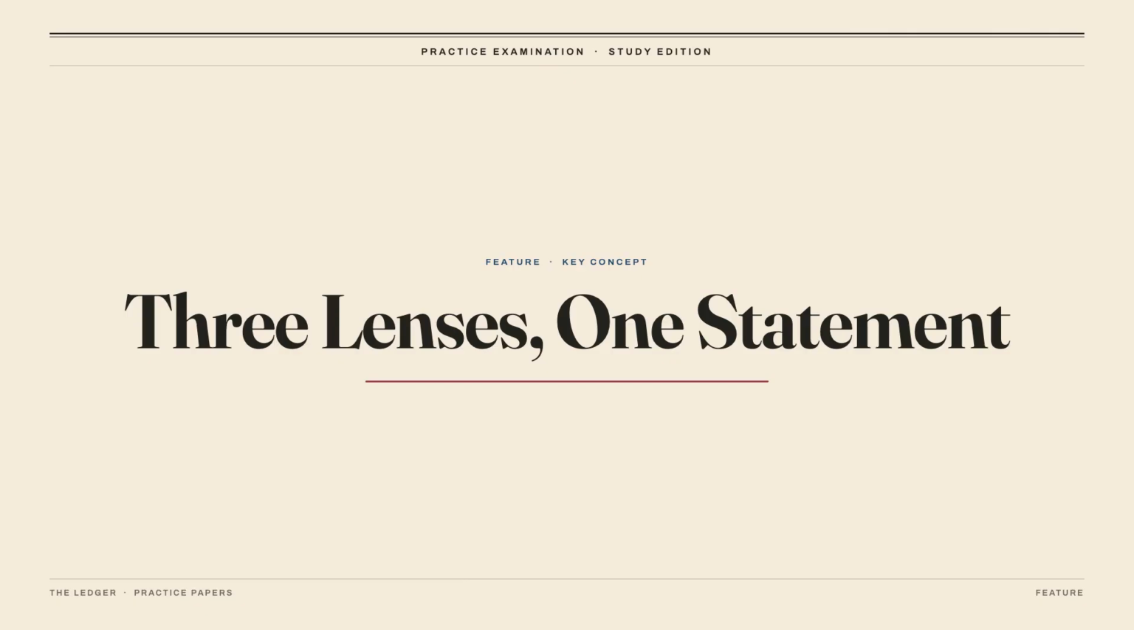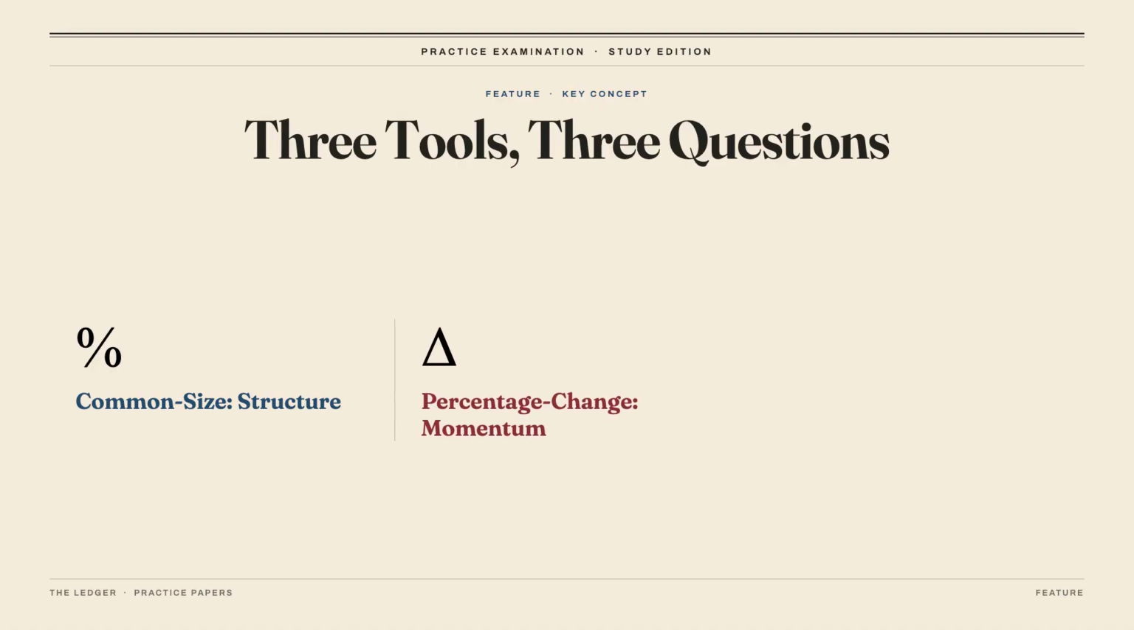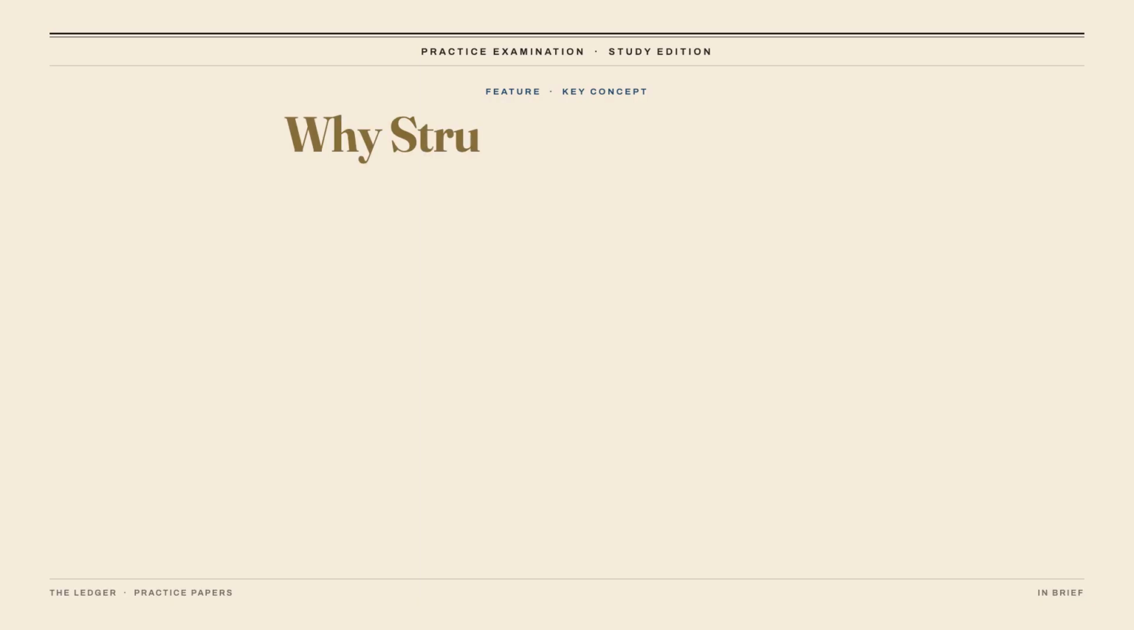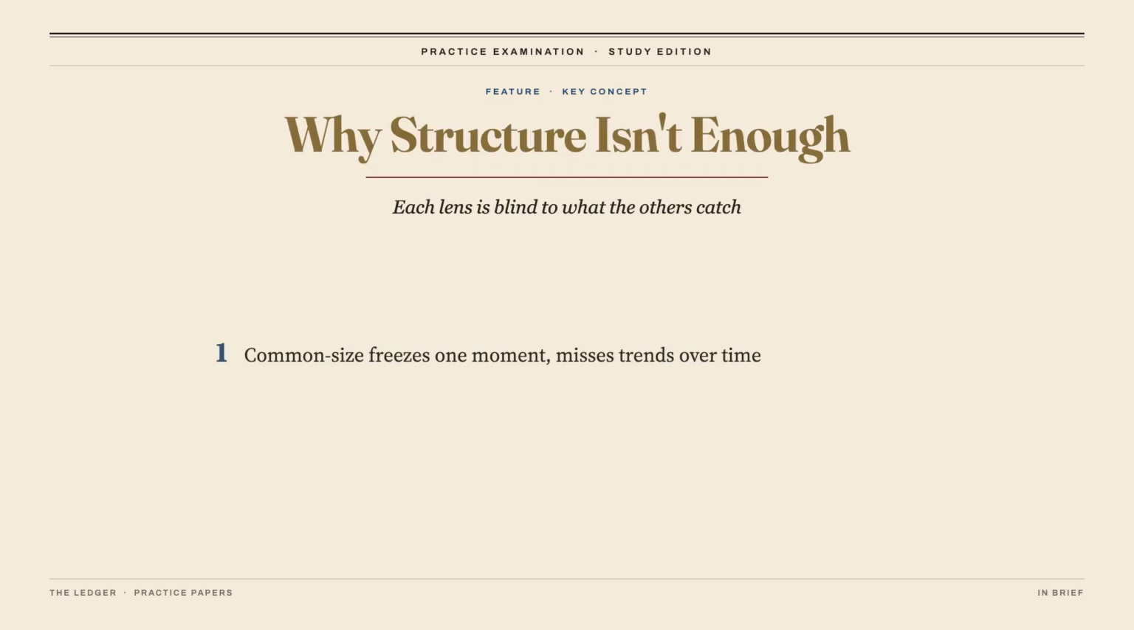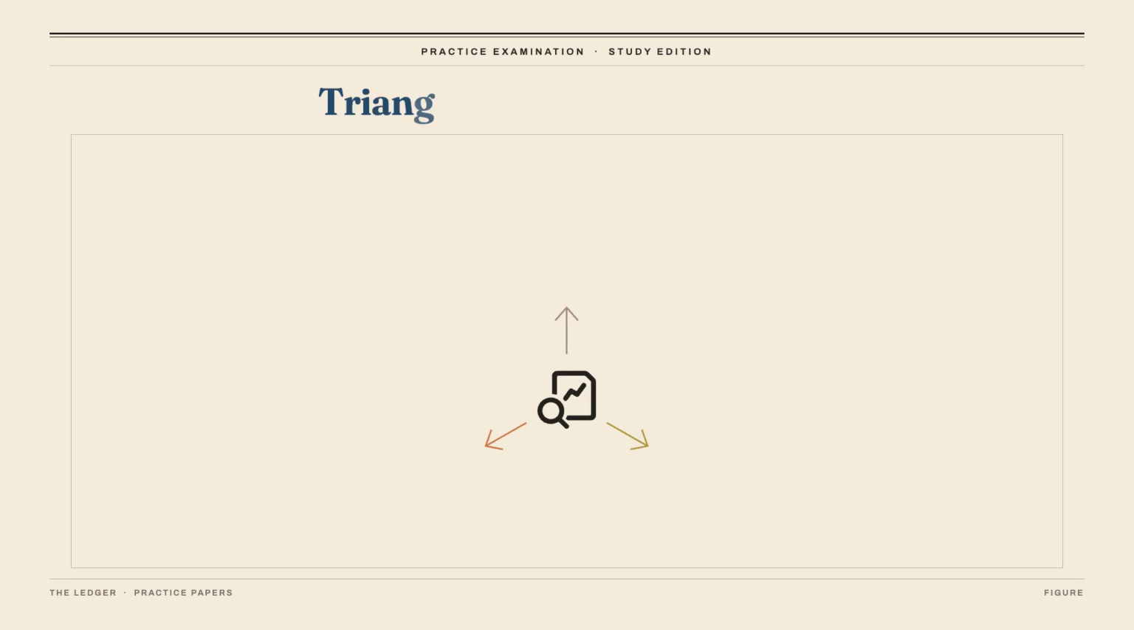That's why the 4th step combines 3 of them together, each catching something the others would miss. Common size analysis speaks to structure within a single period. Percentage change analysis speaks to momentum across periods. And financial statement ratios speak to relationships between accounts. A cost category might look normal in structure yet be accelerating dangerously, something only percentage change reveals. A ratio might look healthy while the underlying growth rates diverge beneath it. Relying on just one tool is choosing to be partly blind on purpose.